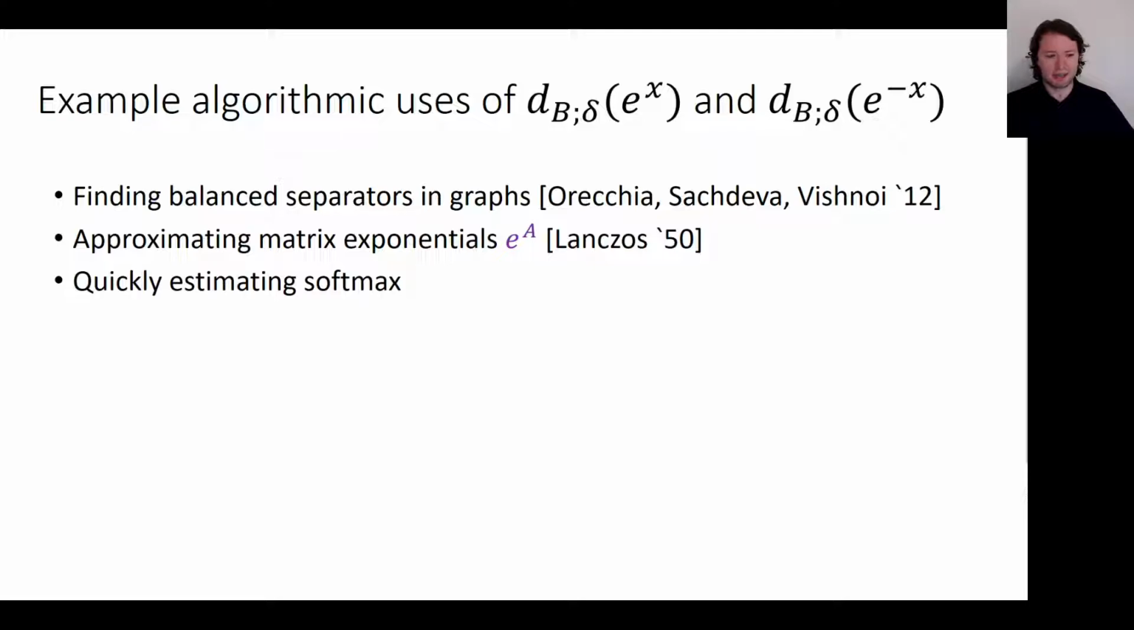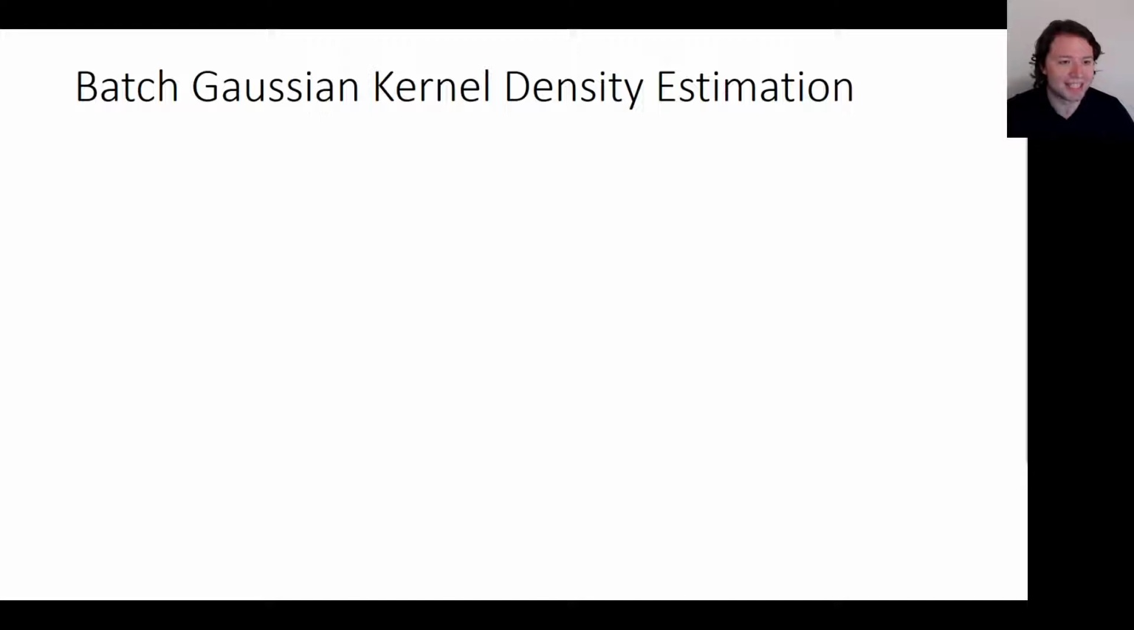Another place where these come up is in estimating the softmax function, which arises in a lot of classification tasks. They also come up a lot in kernel methods, which I want to tell you an example of now. So I want to tell you about the batch Gaussian kernel density estimation problem.